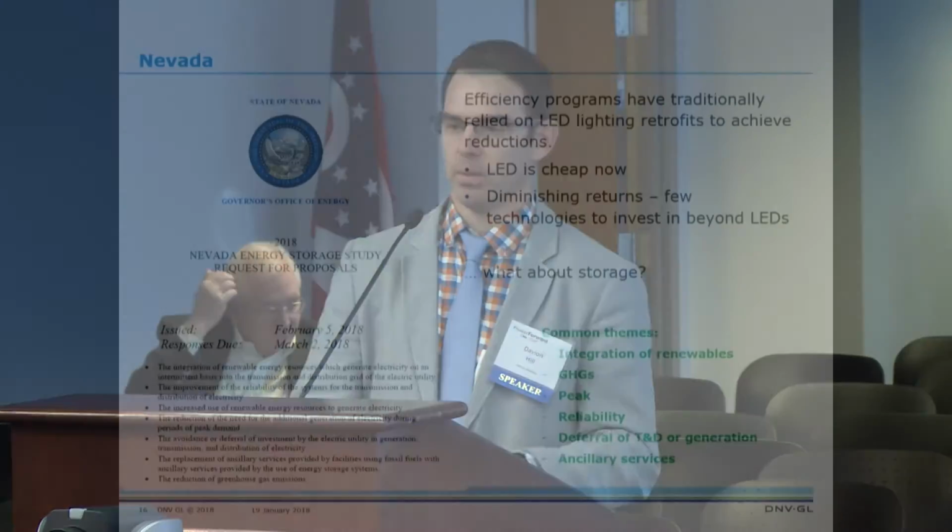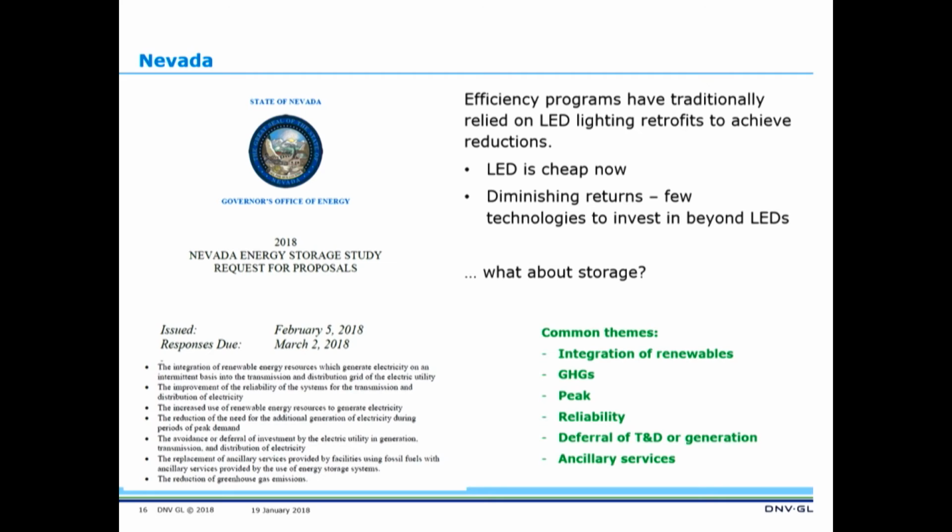Nevada is looking at the same thing. They're doing a study right now coming from the Governor's Office of Energy in Nevada with some oversight from the Public Utilities Commission of Nevada, and they're looking for the same things, common themes: integration of renewables, greenhouse gas emissions, addressing the peak, reliability, deferral of T&D, and ancillary services. So they want to understand, how can this work here?